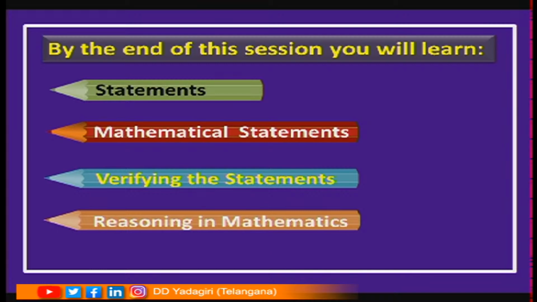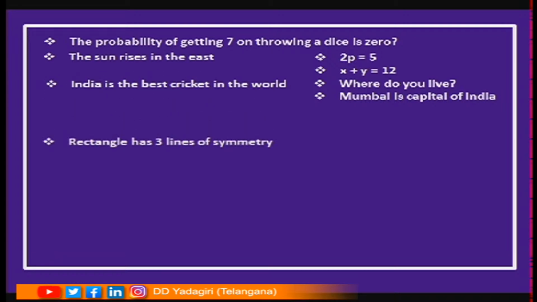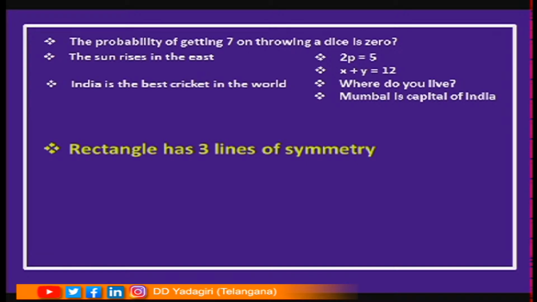So, let us first start with the statements part. Children, you can notice some sentences that we have already discussed in our first screen, isn't it? Now, consider the sentence: rectangle has 3 lines of symmetry. Children, do you agree with this sentence? No. We have already learnt in our previous classes that a rectangle has only 2 lines of symmetry. So, can I say it is a false sentence?